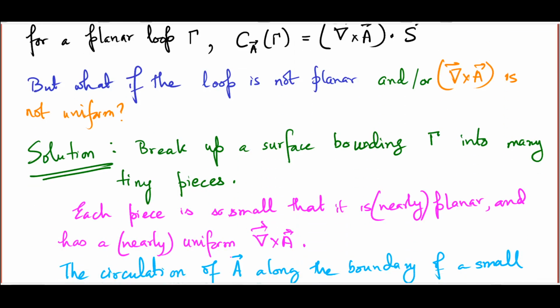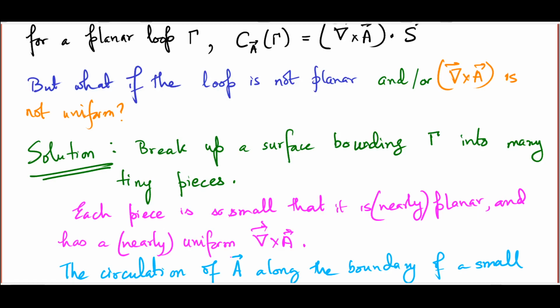Each piece has to be so small that it is nearly planar. Now, if your original curve was not a planar one, then it is impossible for you to find the surface bounded by it which is planar. Indeed, even if the original curve was planar, apart from the one flat surface which is bounded by it, there would be many more surfaces which are bounded by the same curve but which are not planar.